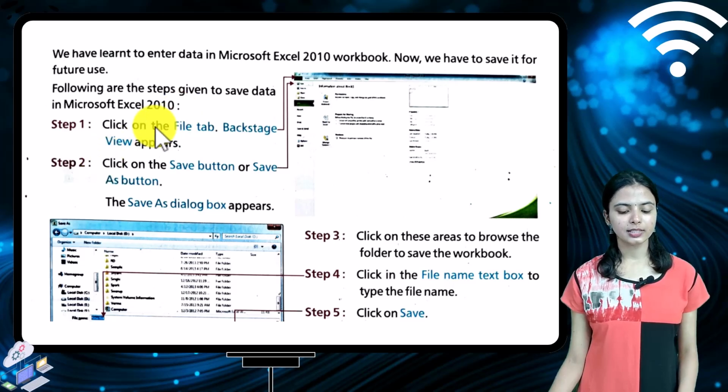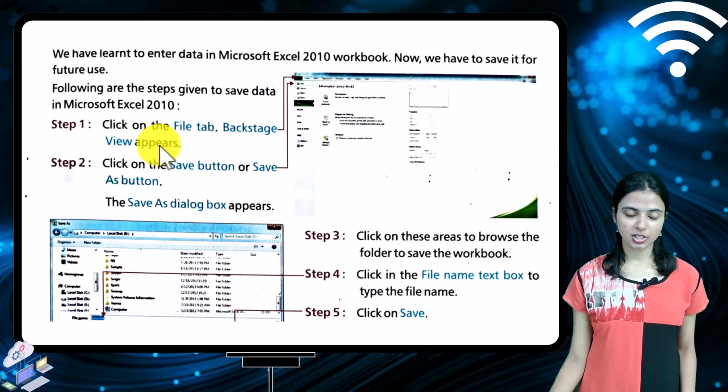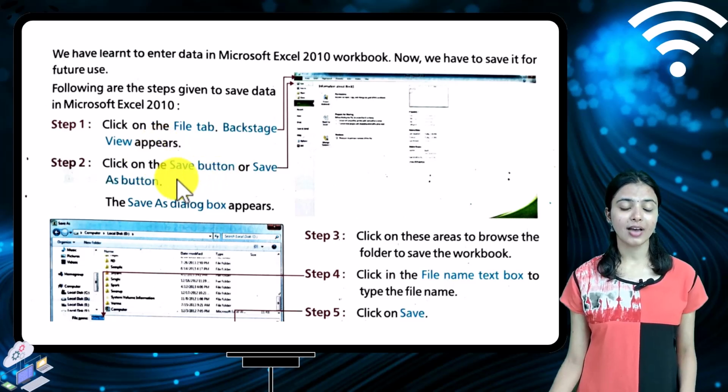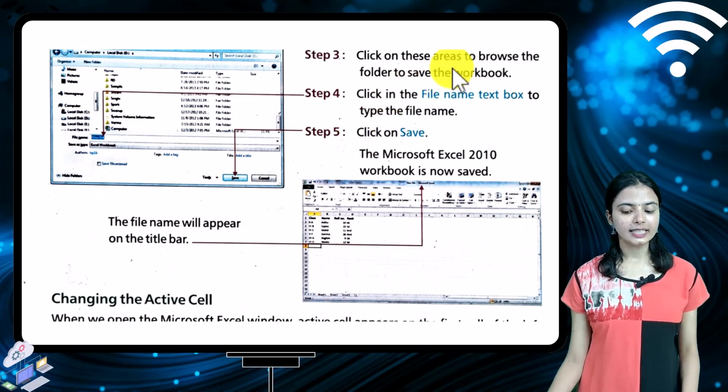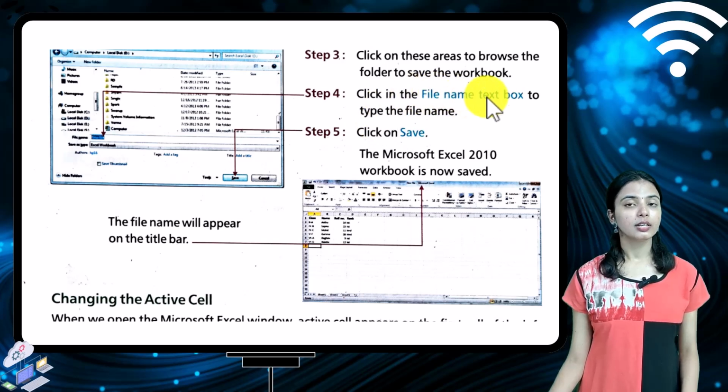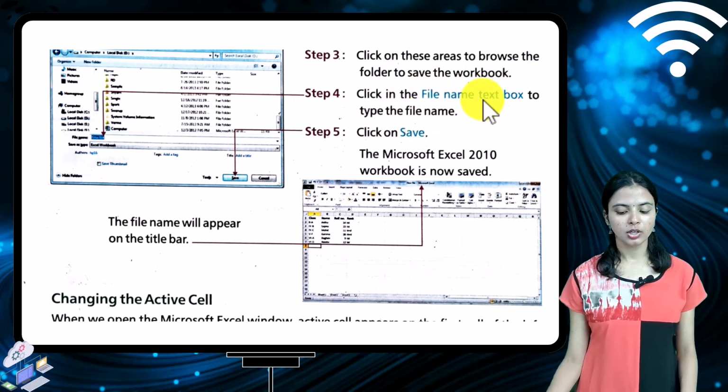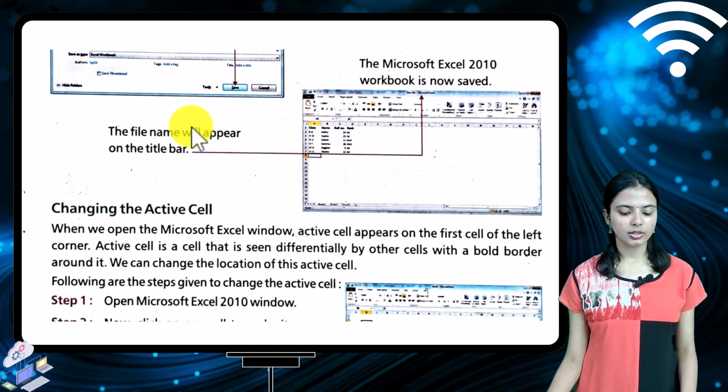Your step number 1 is click on the File tab. Backstage view appears. आप File tab पे click करेंगे, आपके पास backstage view appear होगा. Click on the Save button or Save As button. The Save As dialog box will appear. Click on these areas to browse the folder to save the workbook, and click in the file name text box to type the name of the file. Click on Save. The file name will appear on the title bar.